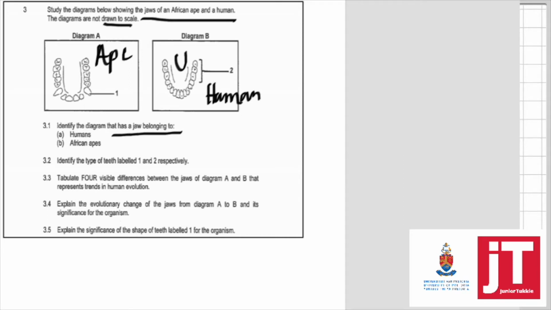Then, 3.2. Identify the type of teeth labeled 1 and 2. Now, teeth number 1 is easy to identify, that's your canines, and 2 is obviously your molars.